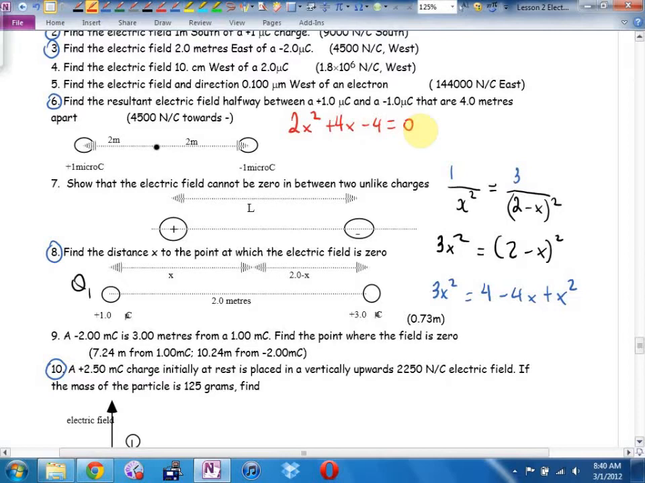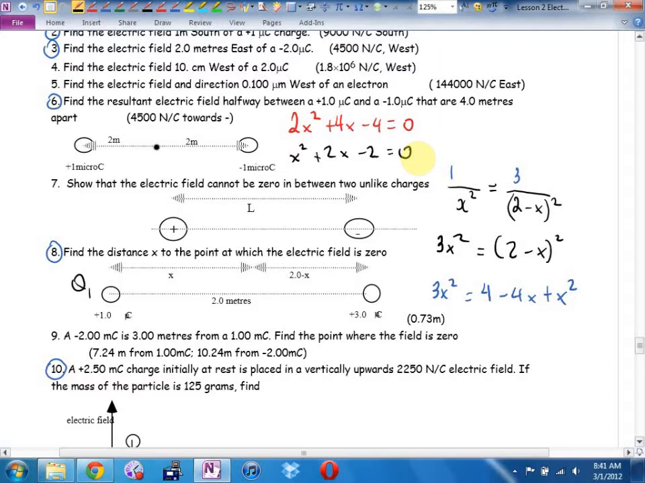GCF? Yeah. For what it's worth, you can go divide by 2, divide by 2, divide by 2, divide by 2. You can use your graded equation solving and turn this into a 1x squared plus 2x minus 2 equals 0. And then the question is, does that factor? Are there numbers that multiply to negative 2 and add to positive 2? Don't think so.